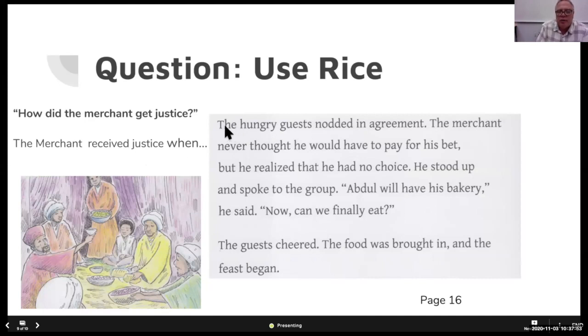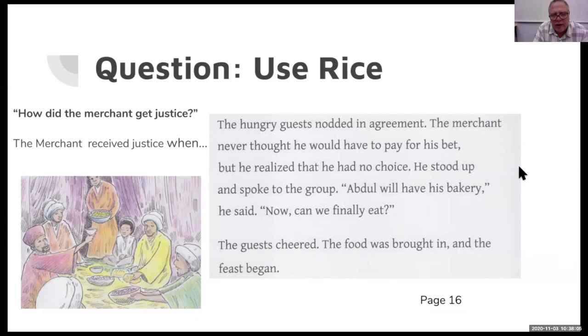So let's read it. The hungry guest nodded in agreement. The merchant never thought he would have to pay for his bet, but he realized that he had no choice. He stood up and spoke to the group. "Abdul will have his bakery," he said. "Now we can finally eat." The guests cheered. The food was brought in, and the feast began.